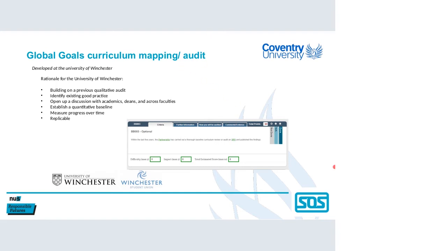It's all about building on previous audits to then identify good practice and also identify opportunities for improvement. It fits really closely with one of our Responsible Futures criteria, which you can't see very clearly, but it's within our baselines and benchmarks, which asks for partnerships to, within the last 5 years, have carried out a thorough baseline curriculum review or audit on SRS and published the findings. So Winchester did this, but they framed it all around the SDGs.